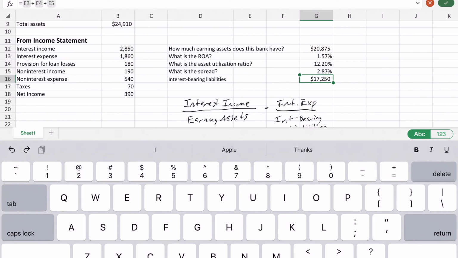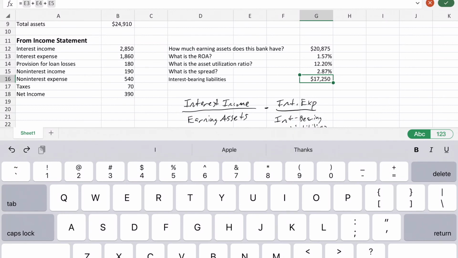So basically, all we're saying there is that their earning assets have an average yield that exceeds their average expense on their interest-bearing liabilities by 2.87%. So once again, the more profitable the company, the higher the spread. But you'll have a very similar question on your quiz, where you are given a simplified balance sheet and a simplified income statement, and you are asked to answer the following questions.